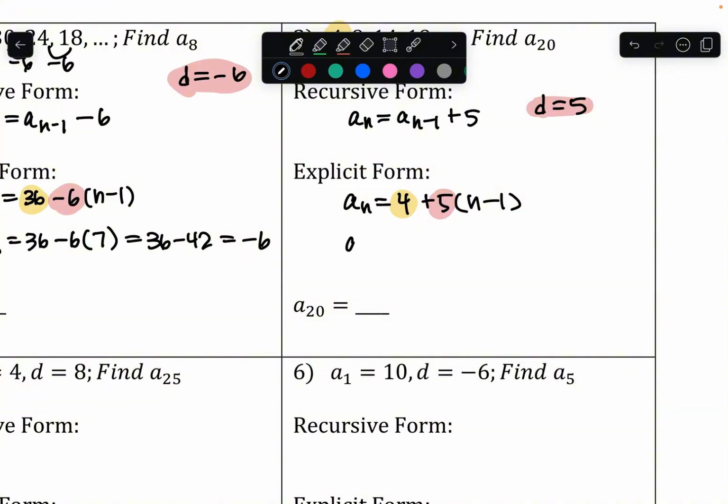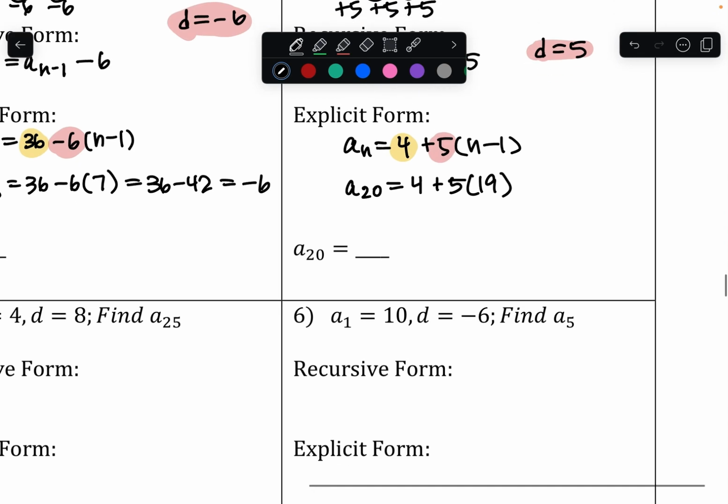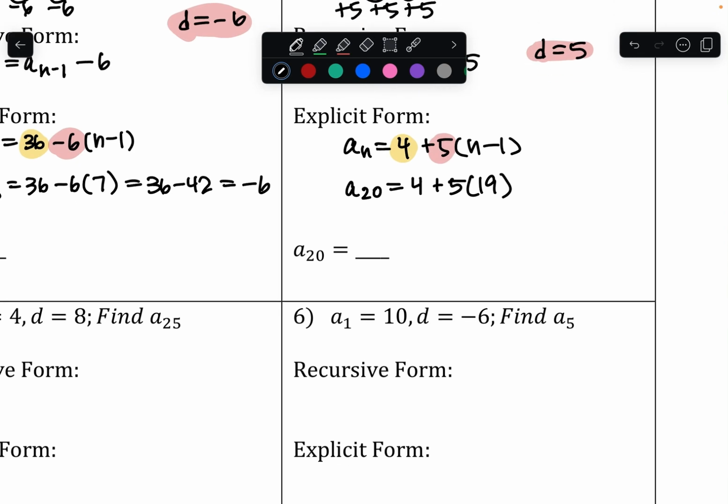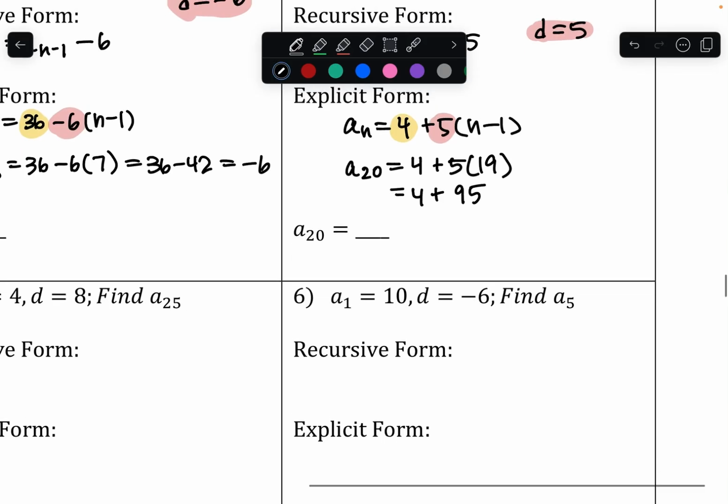Okay, so here they want A20. That would be really annoying to find using the recursive form. But now we would just put 19 in those parentheses. So we would take the 4 and then 4 plus 5 times 19. 5 times 19 is 95. And then plus 4 would be 99.